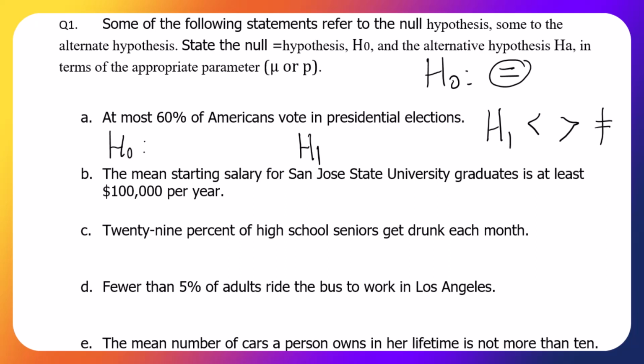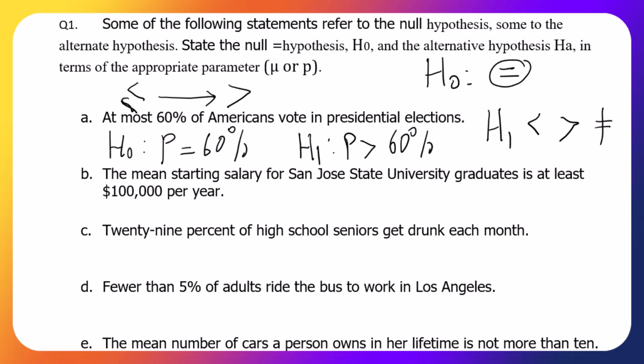For example, let me do A. It says at most 60% of Americans vote in presidential elections. So at most, guys, means less than or equal to. And since this has an equal sign, it has to be in the null hypothesis. What would be the opposite, the complement of less than or equal to? It would be greater than. So H0 will be, since it's about percent, we use P, so P equals 60%. And H1 will be P greater than 60%. And the claim happened to be here in the null hypothesis.